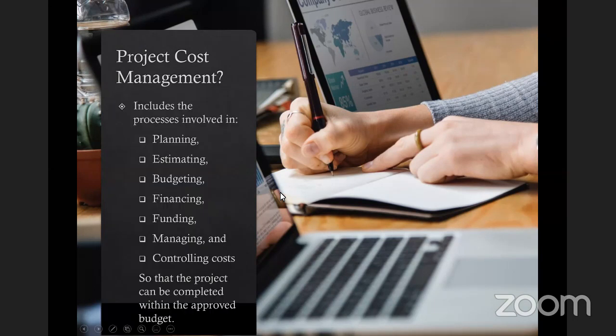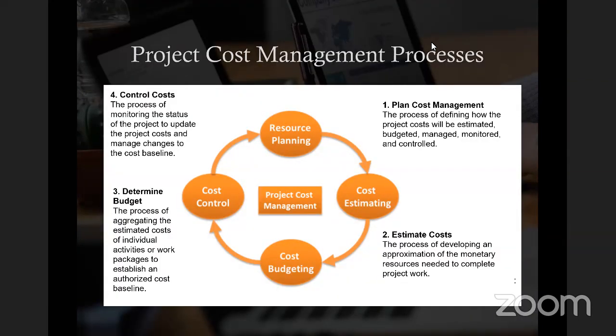Now, project cost management includes the processes involved in planning, estimating, budgeting, financing, funding, managing, and controlling costs so that the project can be completed within the approved budget. Now you can see that there are some keywords there, all right? Planning is a keyword, estimating, budgeting, then there's the financing and funding part, and then managing and controlling the costs. Now, this diagram gives us a bit of what the project cost management processes are.